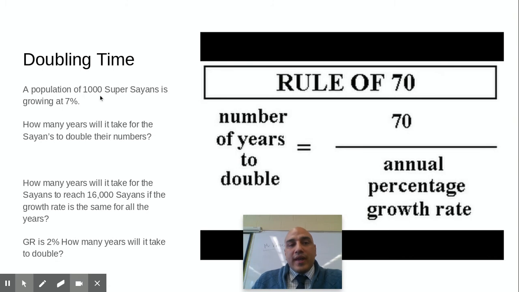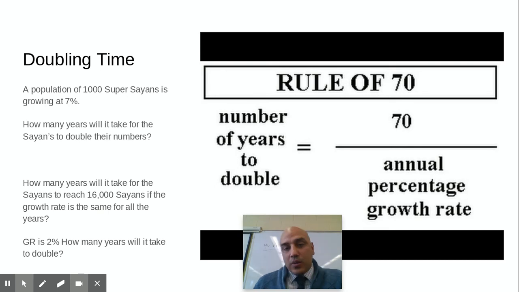A population of 1,000 Super Saiyans is growing at 7%. Okay, so this is our population, and this is the growth rate. So I take 70, and I'm going to divide that by, not 7%, I'm actually dividing it by 7, but of course it's the growth rate. And that's going to give me 10 years. So that means that in 10 years, I will have 2,000 Super Saiyans.